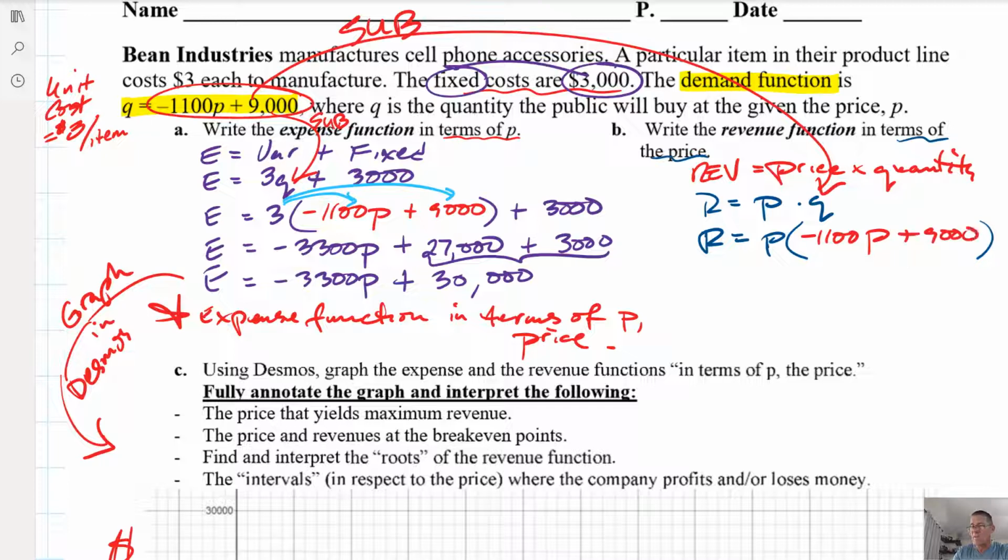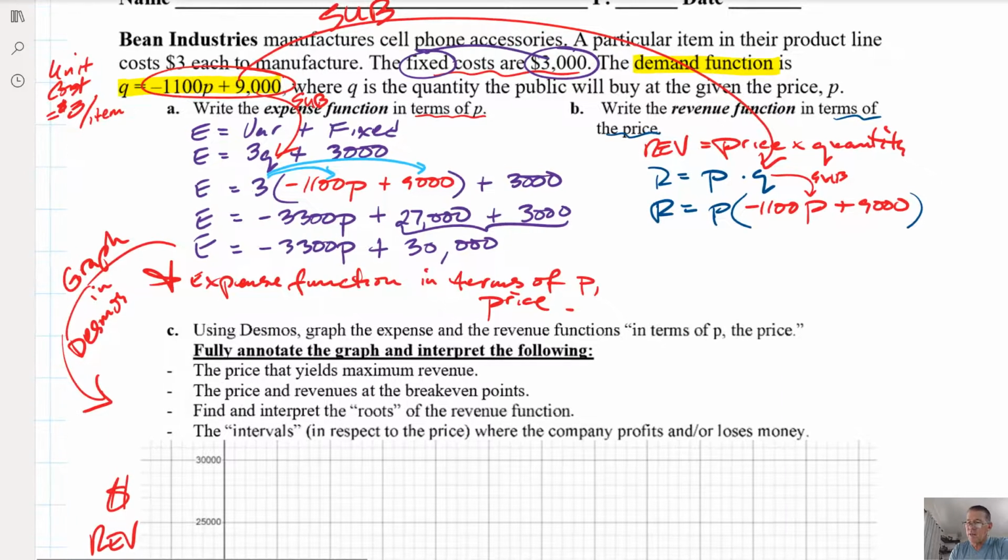So you take the demand function, which we call Q here, and we substitute it in. It's called a substitution step from Algebra 1. We're just using Algebra 1 basics, and we distribute through, which you learned in your algebra classes. So I'm not doing anything too fancy here. So the revenue is equal to P times negative 1100P. P times P is P squared, so I get negative 1100 P squared. And then when you distribute twice, you get P times 9,000, so that's obviously 9,000 P.